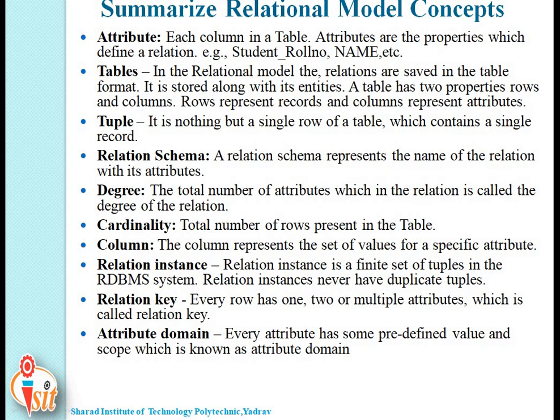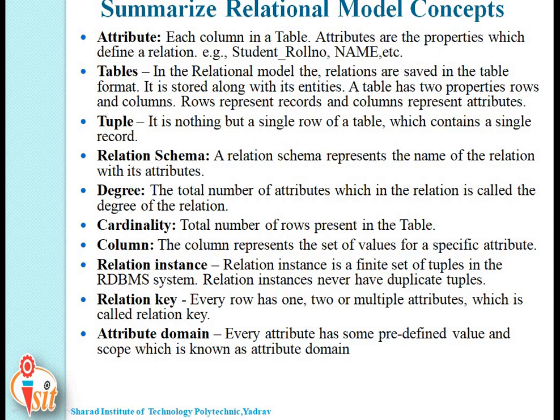Now we will conclude today's session, that is, summarize it. What are the basic relational model concepts? First one, attribute. Each column in a table is known as an attribute. Relations are saved in table format, stored along with their entity. A table has 2 properties, rows and columns. Rows represent records and columns represent attributes. Now tuple is a single row of a table which contains a single record.